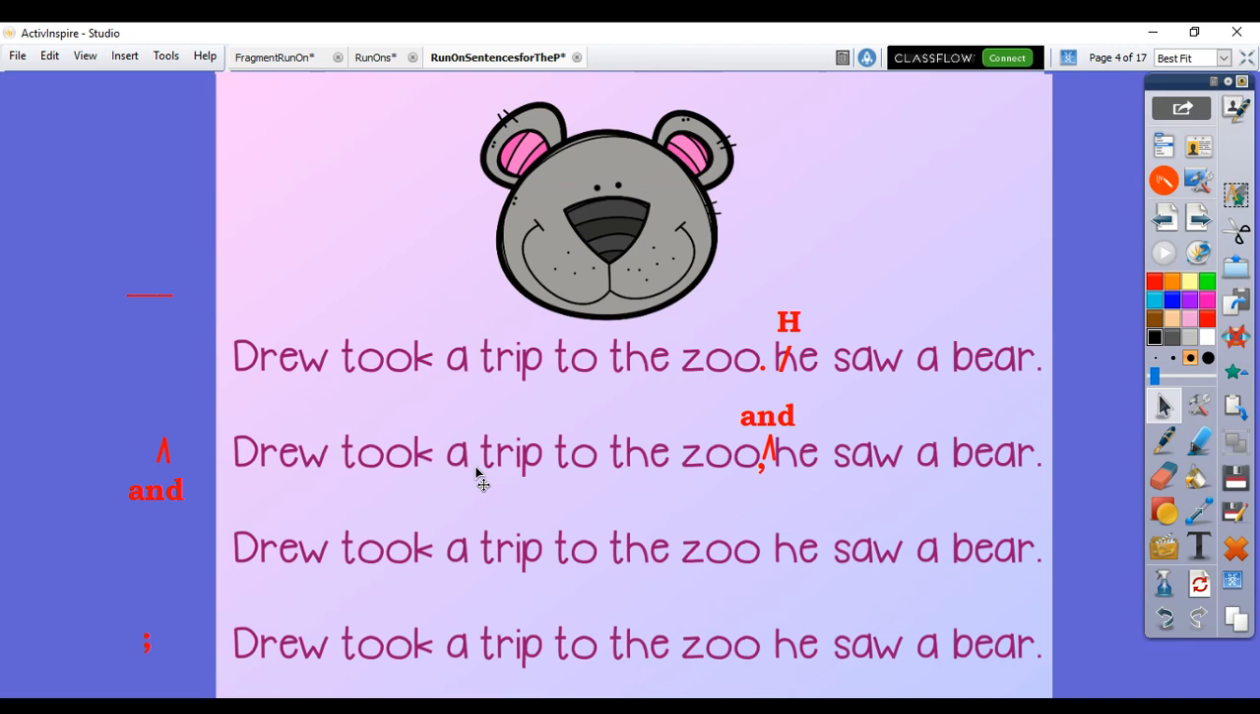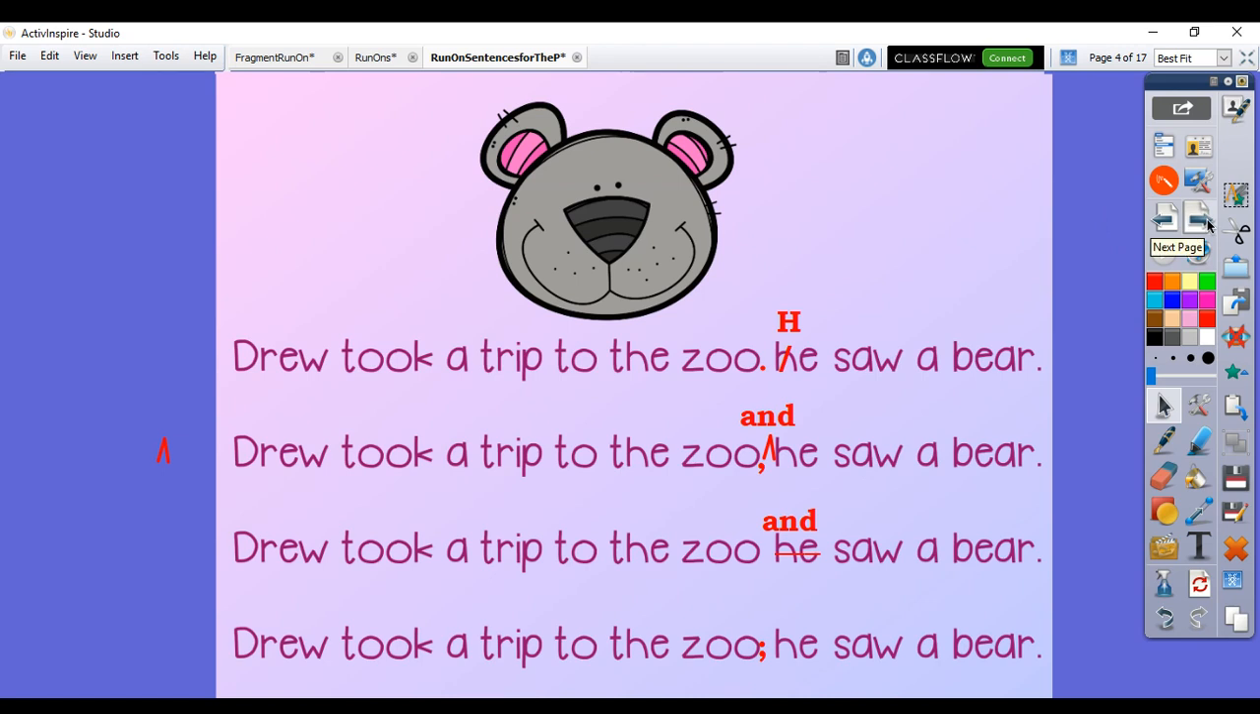The third way is to take out this pronoun he and just put a connecting word there instead. And you'll see it sounds much better. Drew took a trip to the zoo and saw a bear. Okay, we don't need a comma like in the compound sentence because saw a bear is not a sentence by itself. So here we're just combining words, not sentences. And super simple is just to put a semicolon in between the 2 sentences. Drew took a trip to the zoo; he saw a bear. So now none of these are run-on sentences. They are all repaired in 4 different ways.